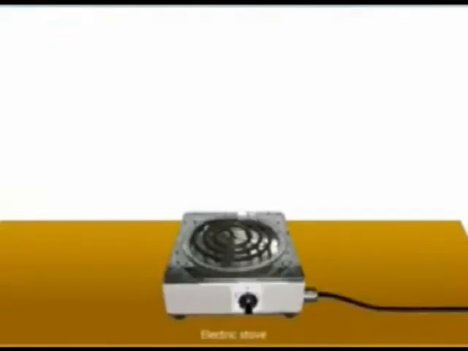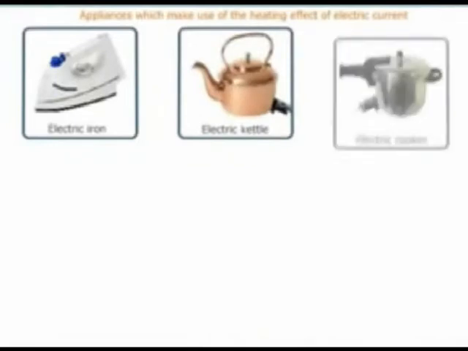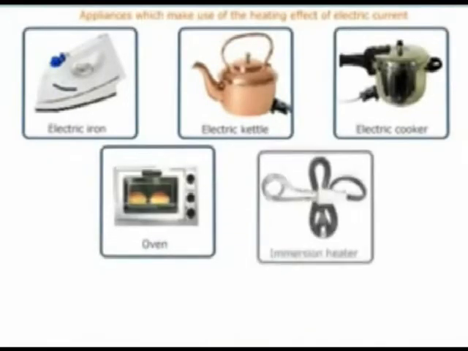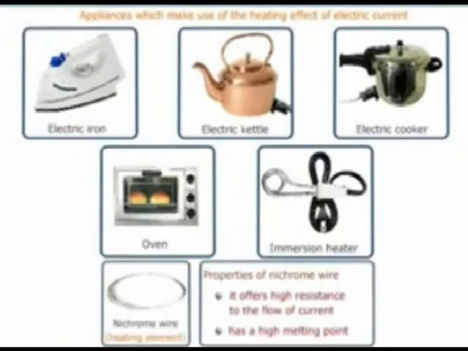Applications. When current flows through a conductor, the conductor offers resistance to the flow of current. The work done in overcoming resistance appears as heat energy. Electric irons, kettles, cookers, ovens, and immersion heaters are appliances which make use of the heating effect of electric current. These appliances use nichrome as the heating element because it offers high resistance to the flow of current and has a high melting point.